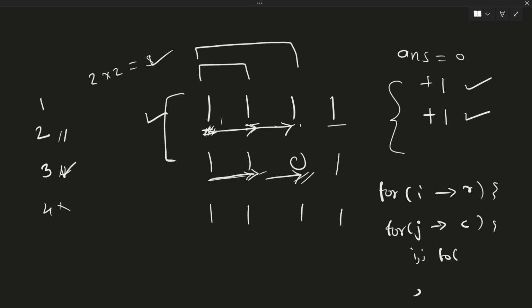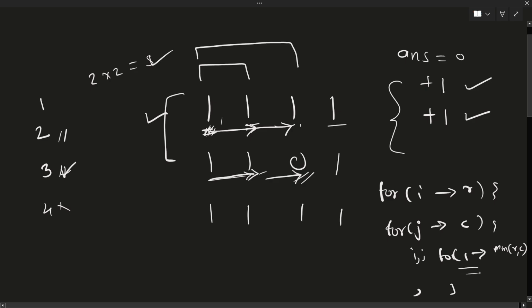So we will iterate from, let's say, 1 to any number which is the minimum of R and C. Then for each of these we will iterate over all the rows, like the first row, second row, third row. So it would be for all rows, and let's say this is k, and it will move for all rows.